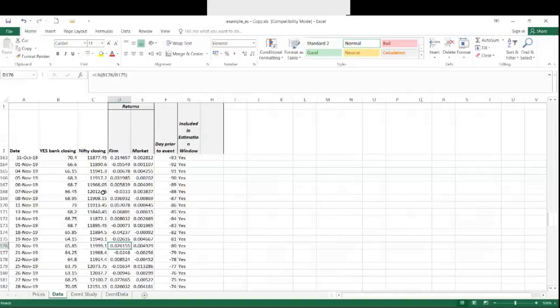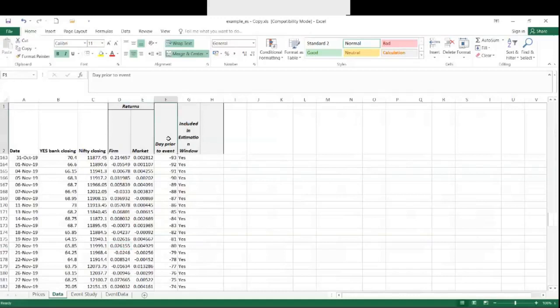And now you see that I have the dates, I have the Yes Bank closing prices, Nifty closing, and then from column D, I am essentially calculating the returns. Now these are the prices, right? The first thing I have to calculate is the return, both stock return as well as the market return. Then in column F, I am just indicating the days prior to the event.